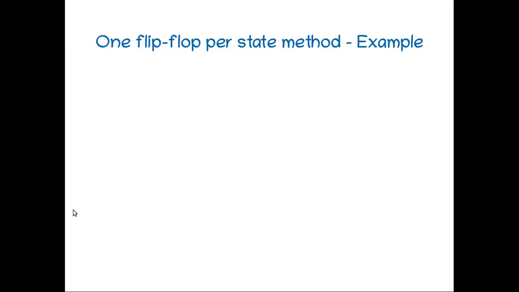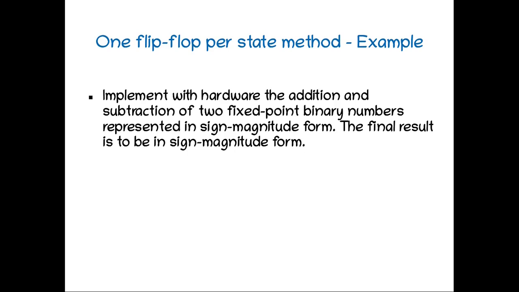So we can consider a simple example that can be implemented by using the one flip flop per state method. This is our problem. Implement with hardware the addition and subtraction of two fixed point binary numbers represented in sign magnitude form. The final result is to be in sign magnitude form.